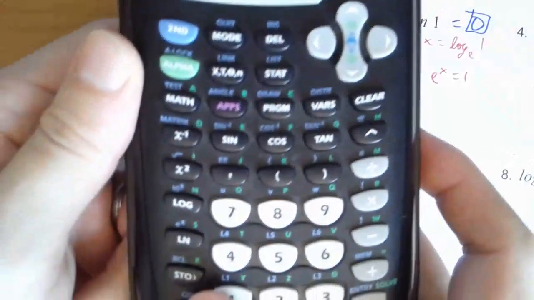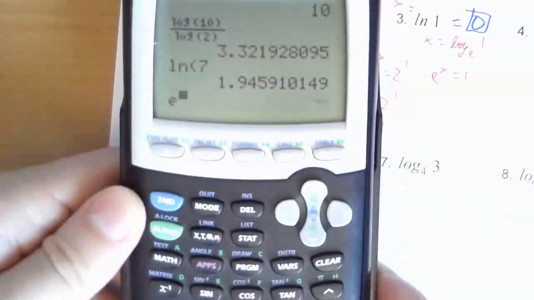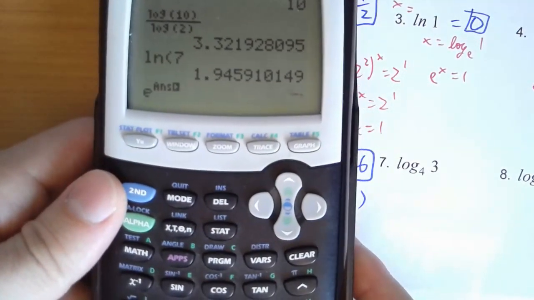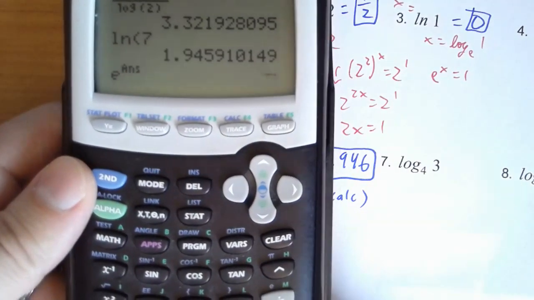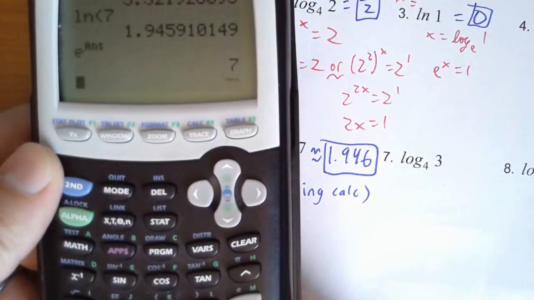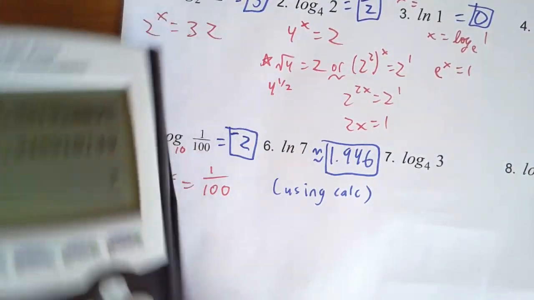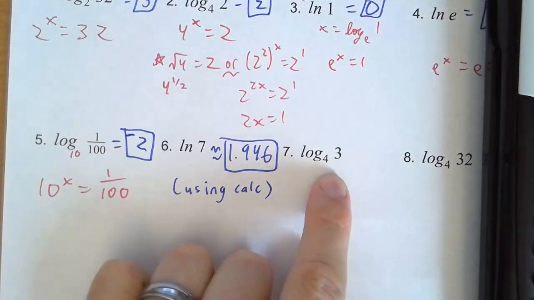There's actually a way to get e to the in your calculator. If you do second ln, it'll give you e to the, and you could do that answer, 1.9459, and so on, e to that answer. If I do e to that answer, what I'm going to get is 7. I was finding the exponent that I put on e to get 7.